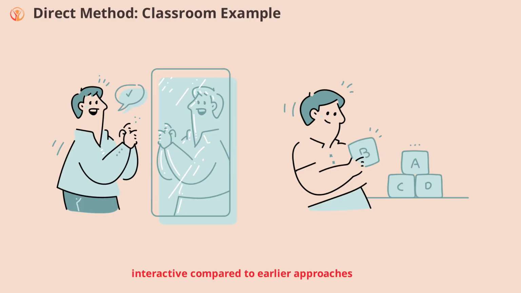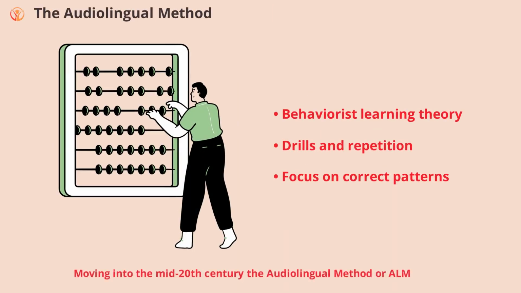Moving into the mid-20th century, the audiolingual method, or ALM, became popular, especially in the United States during World War II. Based on behaviorist theories, ALM views language learning as habit formation. The classroom is filled with drills, pattern practice, and repetition. Students listen to model dialogues and repeat them until they become automatic, with the goal of minimizing errors and reinforcing correct language patterns.